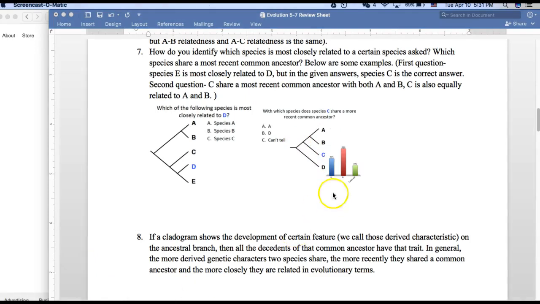So if you were to draw a timeline, the common ancestor for A and C lands right here in the timeline, and A and D lands right here in the timeline. So this one is the more recent common ancestor, the most recent common ancestor. So the answer for this question will be A.